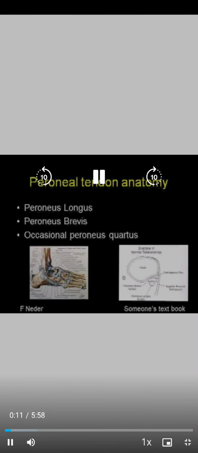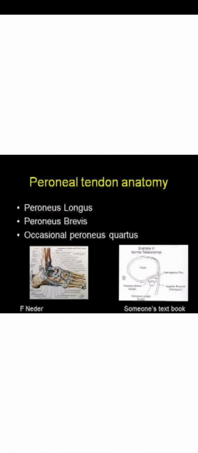First, the peroneal tendon anatomy. Both peroneal tendons run behind the lateral malleolus. The peroneus brevis tends to run in front of the peroneus longus, and both run under the peroneal retinacula. Occasionally a peroneus quadratus can be present, so watch out for this additional muscle which you'll see.